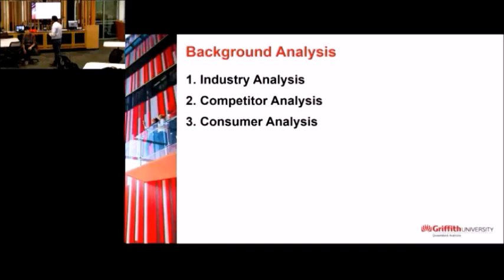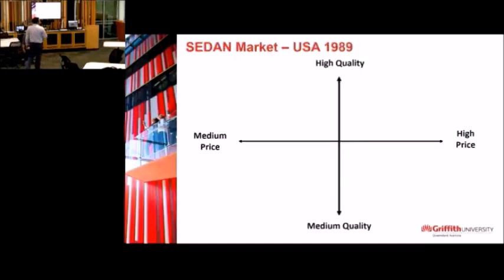Right. So these are the three areas we are looking at: industry, competitor, and consumer. All are connected, but we normally start with industry because it's large. You have to look at the industry, which is important. So let's look at the sedan market here.